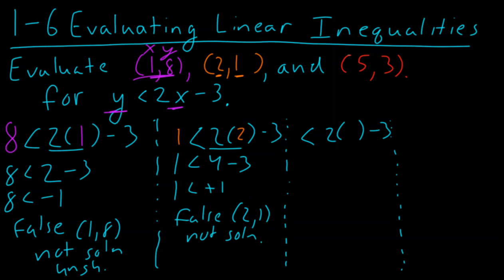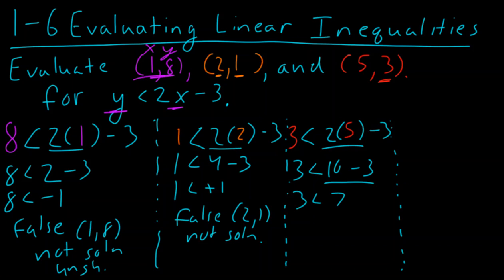Okay. Here's our final one. Let's switch to red. You see our y value is 3 and our x value is 5. Then all of a sudden, we just drop it down. 3 is less than 10 minus 3, which is 7. And 3 is less than 7.